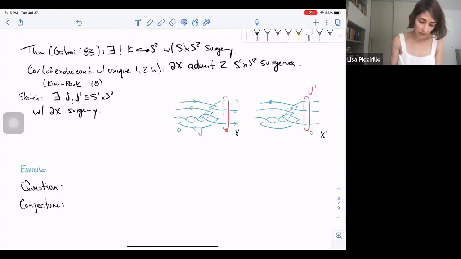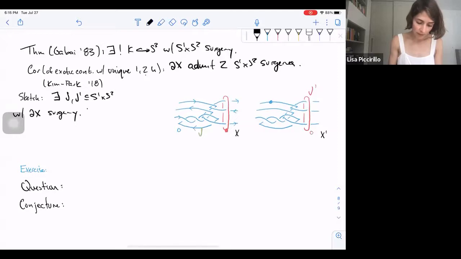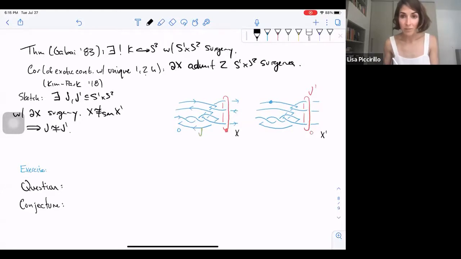You can also check, and I'm not going to write out all the details of this, that the fact that X is not the same 4 manifold as X prime implies that J is not isotopic to J prime. What you should think here is, if these were the same 2 knots in the boundary of a 1 handle, then attaching a 2 handle to them would give me the same 4 manifold, and these are not the same 4 manifolds. There's a little work to do about the framing.